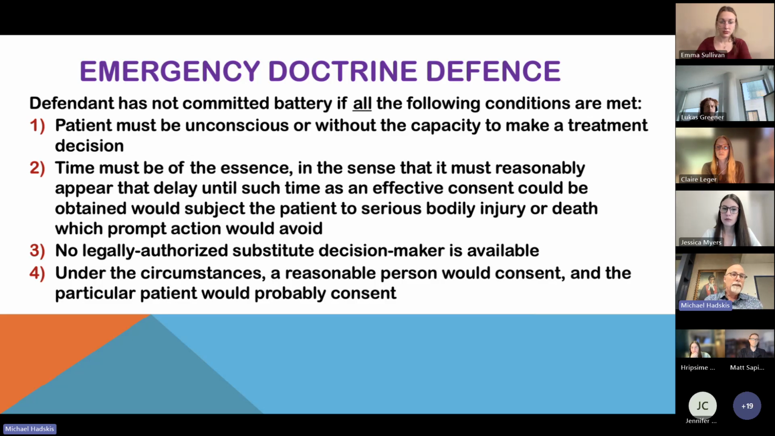So the first element of the defense is the plaintiff must be unconscious or without the capacity to make a treatment decision. What say you? Do you think that's established? Could the defendant, Dr. Schulman, establish that on a balance of probabilities?